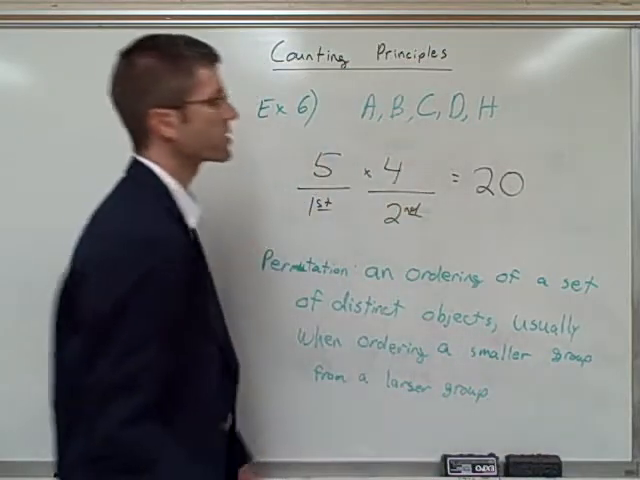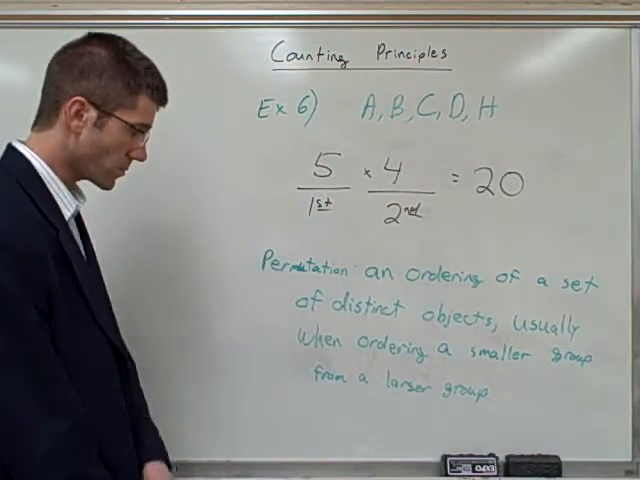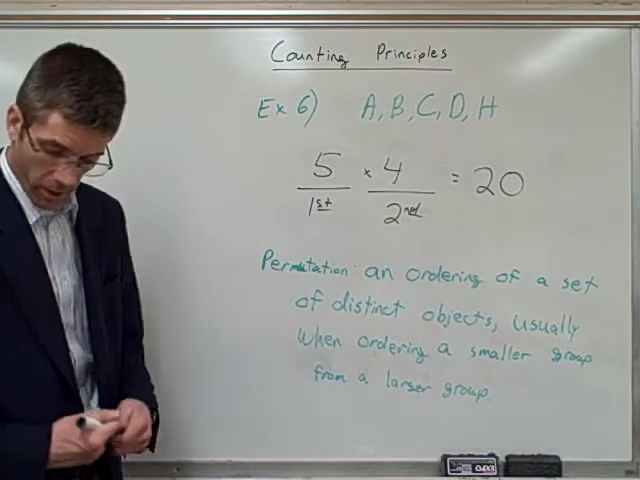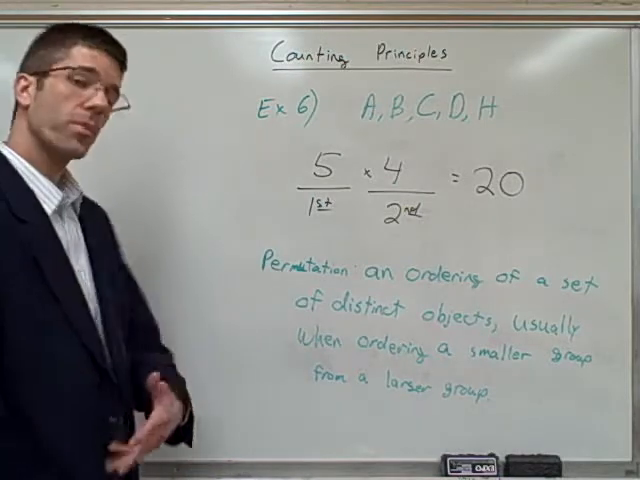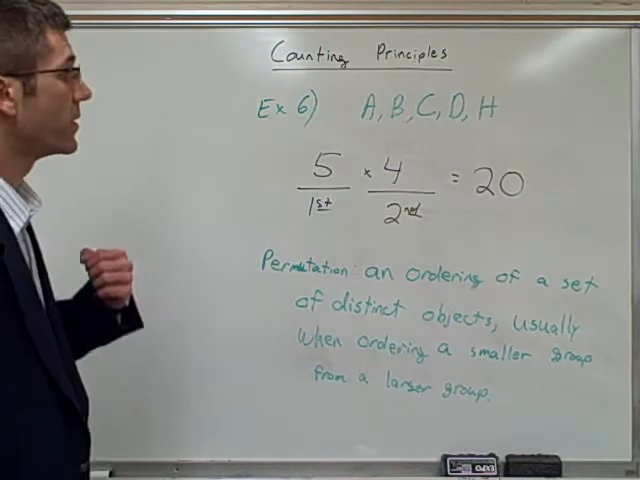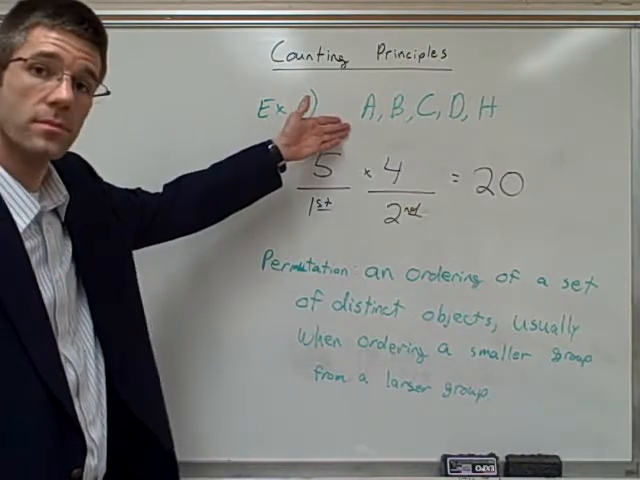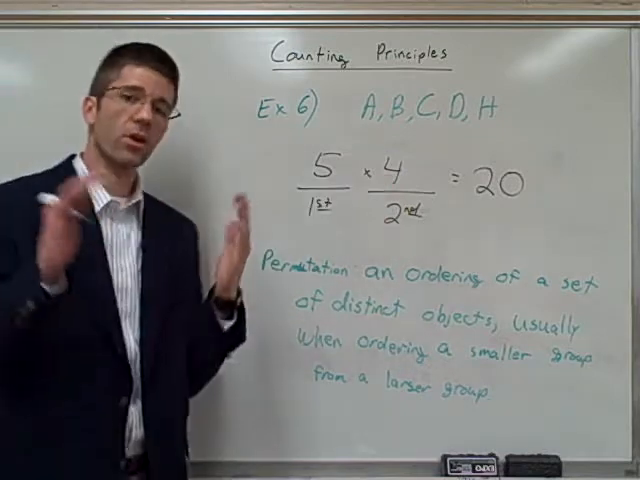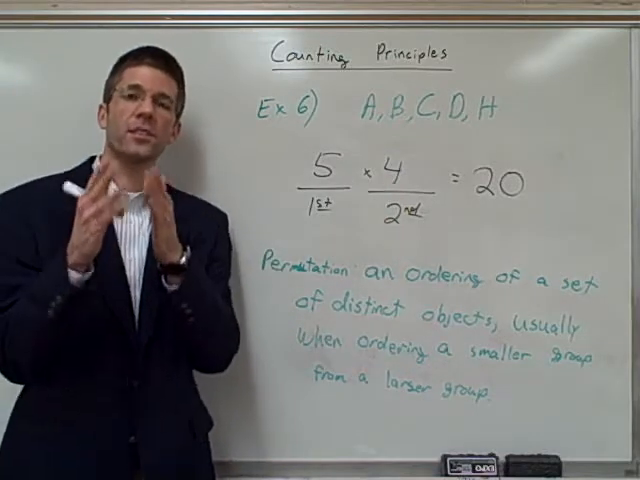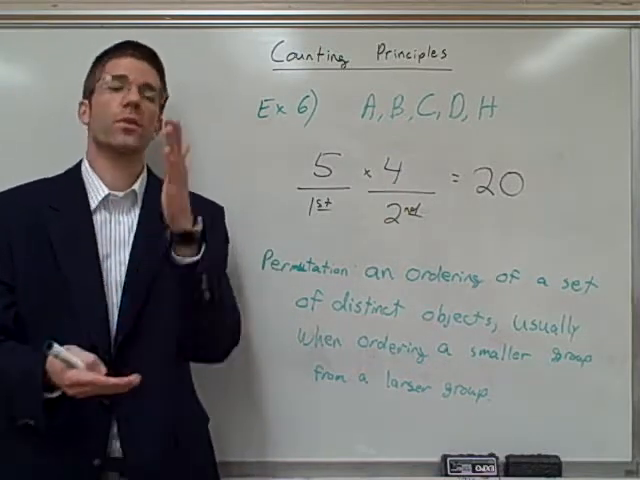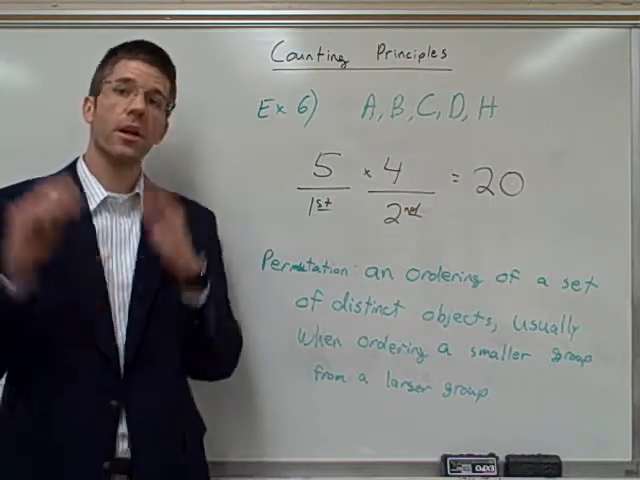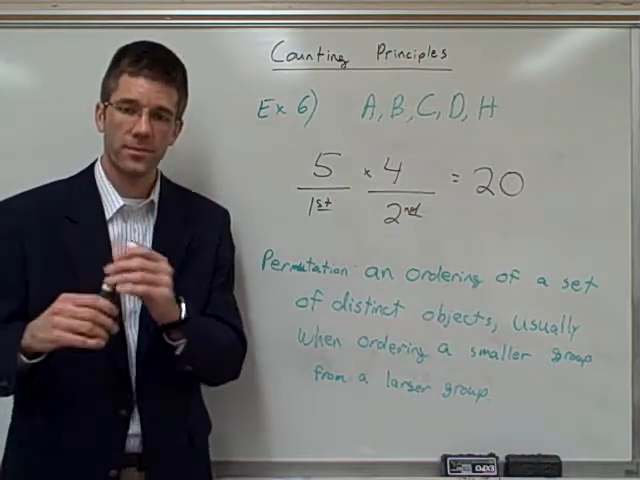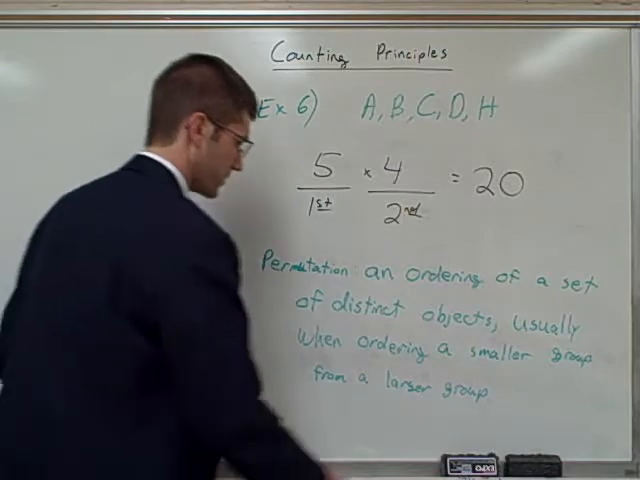Okay, let's compare it to the example we just did. When we compare it to the example we just did, we had 5 people. We only cared about 2 of them. We had a large group and we made it smaller. And that's going to be one of the key things that you're going to look for in word problems that deal with permutations. Large group made smaller. So let's go to example 7 now.